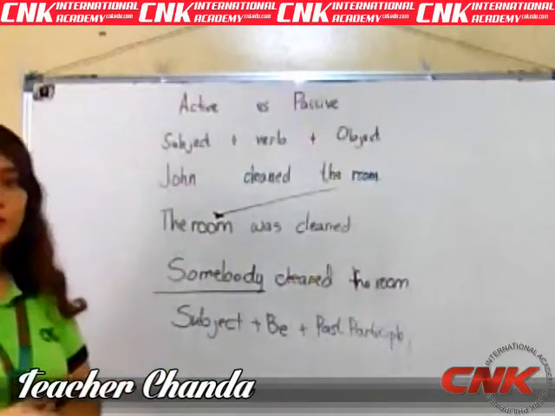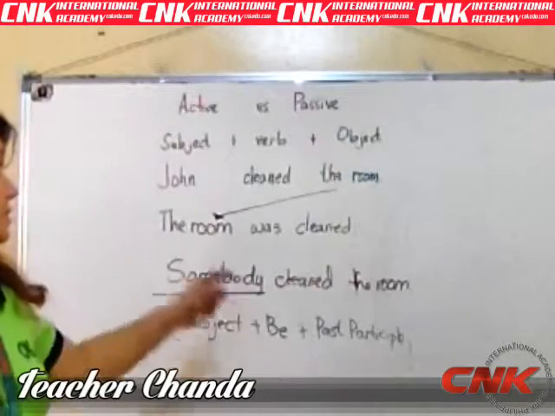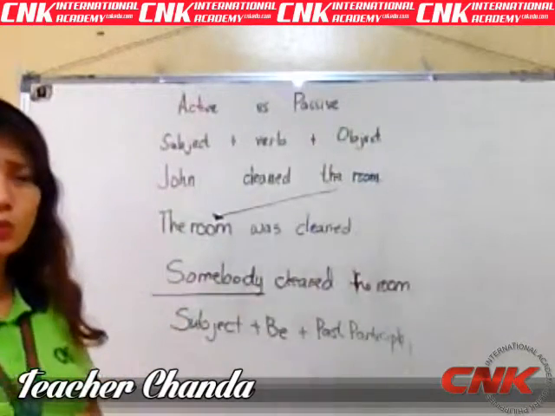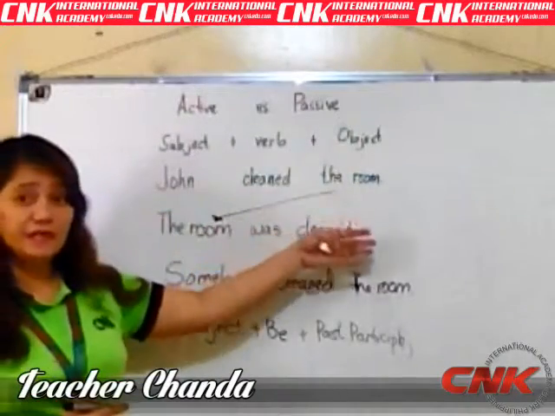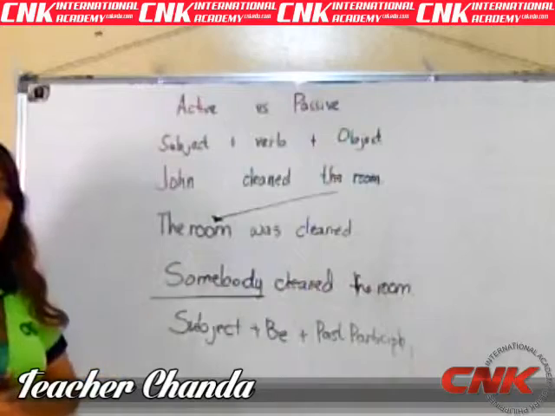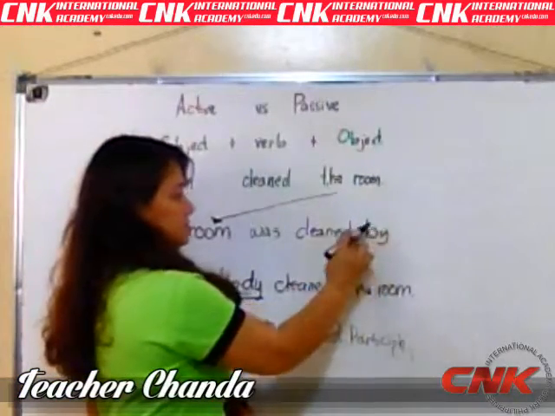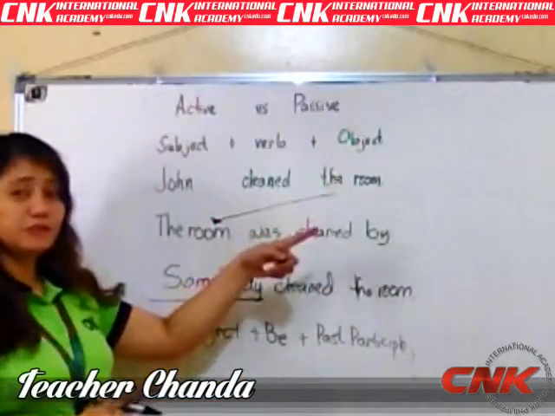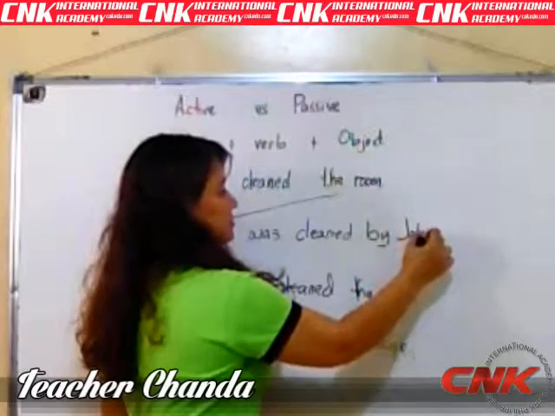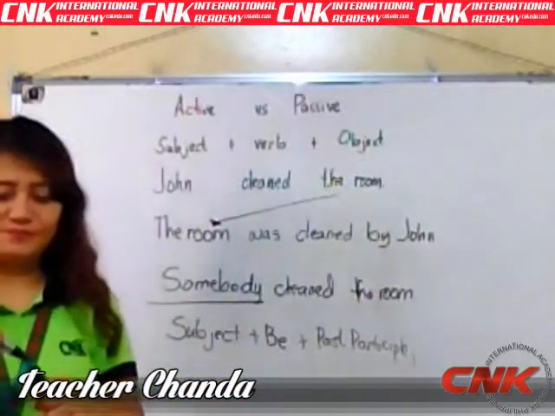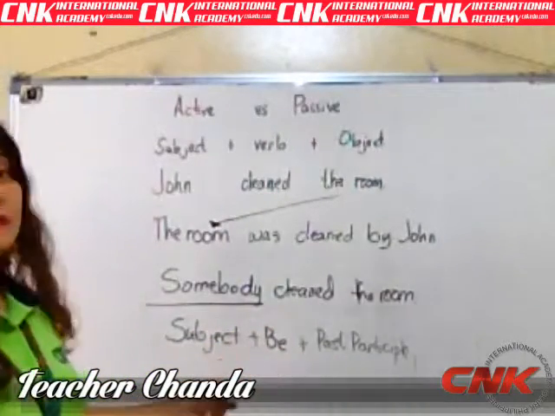Okay, so in some cases, in the passive voice, we also use who did the action. So by adding who did the action in the passive, we can use the preposition by. For example, in this sentence, John cleaned the room. The room was cleaned by John. Okay, so this is how we use the passive voice.